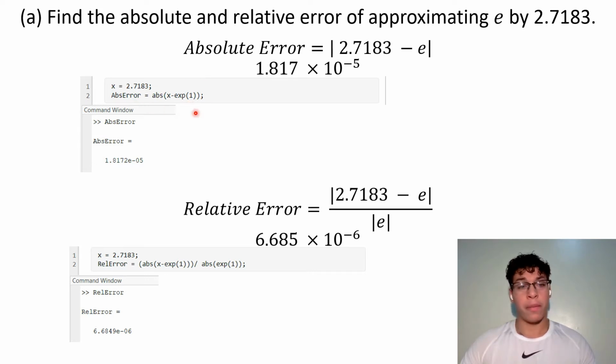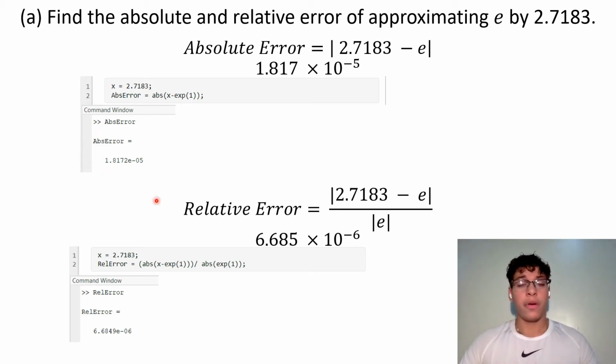And we go over to the command window, call out ABS error, and we would get the answer, which is 1.817 times 10 to the negative 5th power.